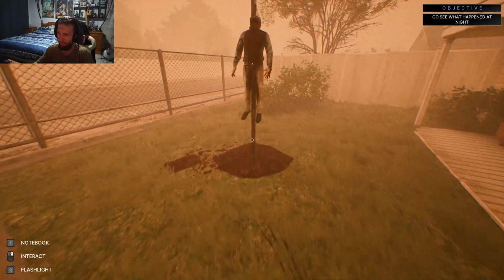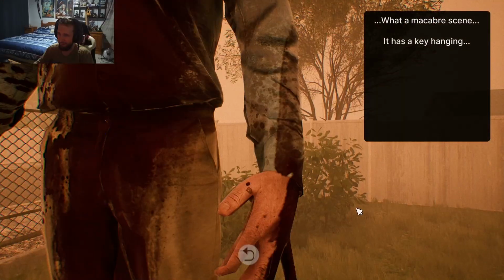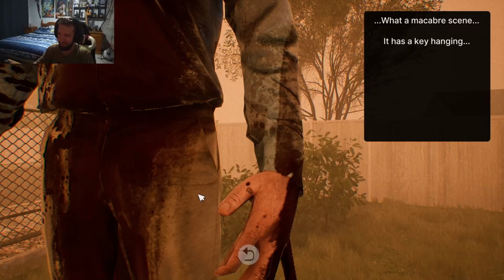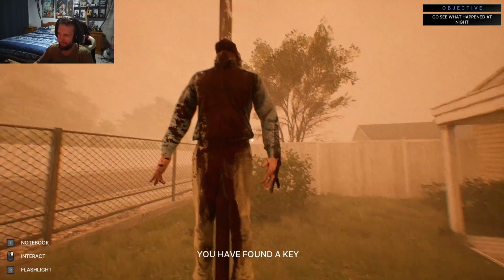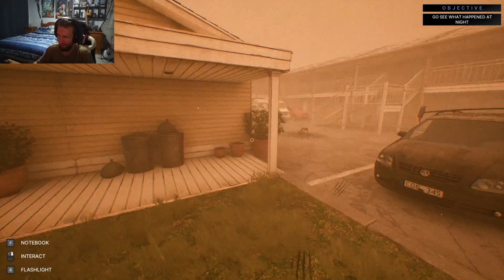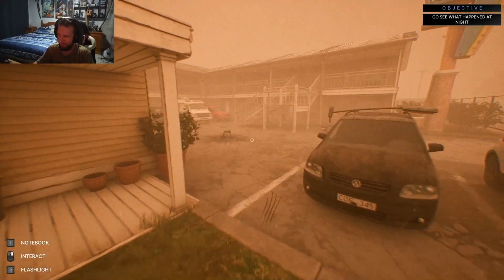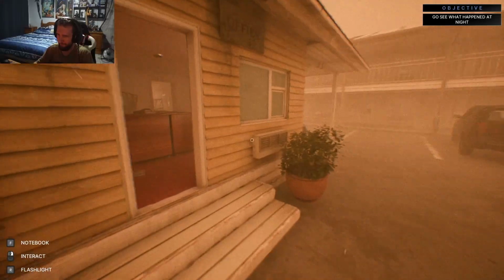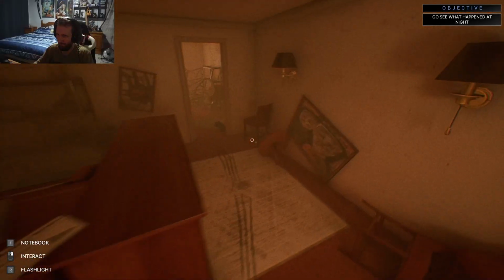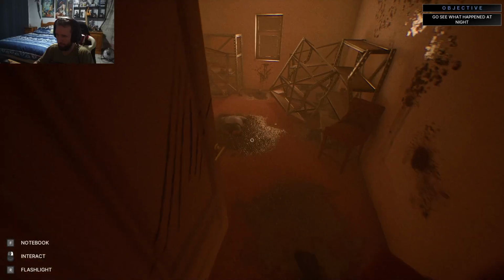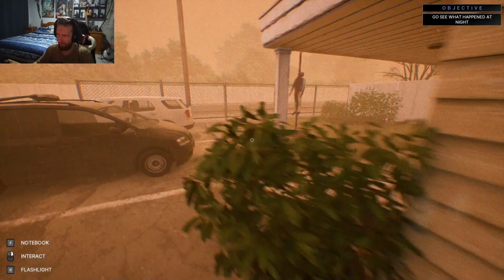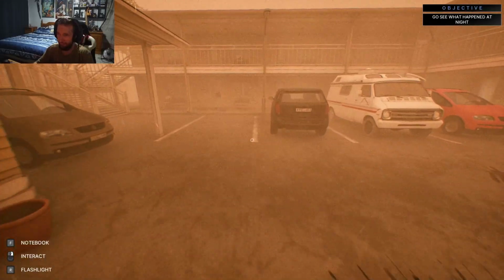Okay, who's on the pole? What am I seeing? It has a key hanging. I found a key. Key for what? Okay, then where's Maria? What's the key for? Okay, so Marcus died in here. Nicholas died there. Salvatore died there. Maybe the key is for the apartment.